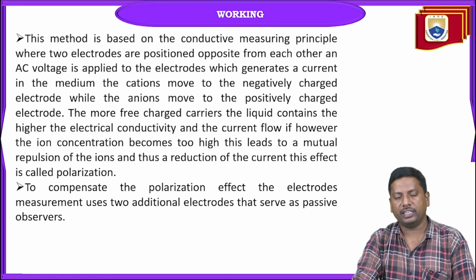Now we see the working of conductometry. This method is based on the conductive measuring principle, where two electrodes are positioned opposite from each other and an alternating voltage, that means an AC voltage, is applied to the electrodes, which generates a current in the medium. The cations move to the negatively charged electrode, while the anions move to the positively charged electrode.